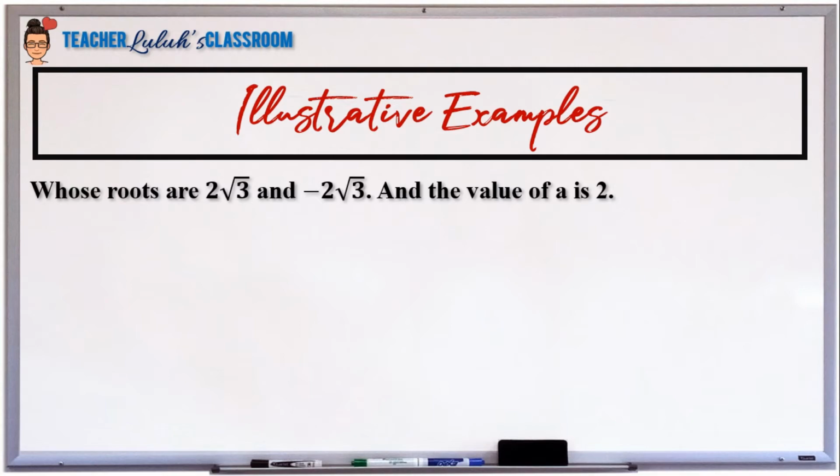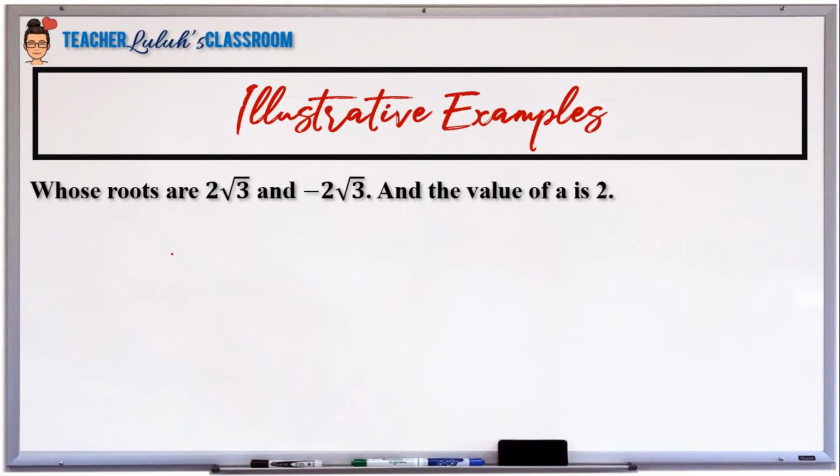Our next example, we still need to derive a quadratic equation. This time roots are 2 square root of 3 and -2 square root of 3. And the value of a is 2. Okay, first things first, hindi yan mahirap. Hindi porket may square root, mahirap na. Okay? Erase, erase, erase the thinking.